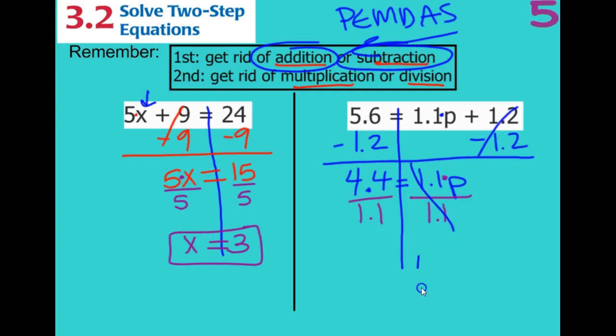So those cancel out. We have p. Well, 1.1 goes into 4.4 exactly 4 times. Let's try a couple more.